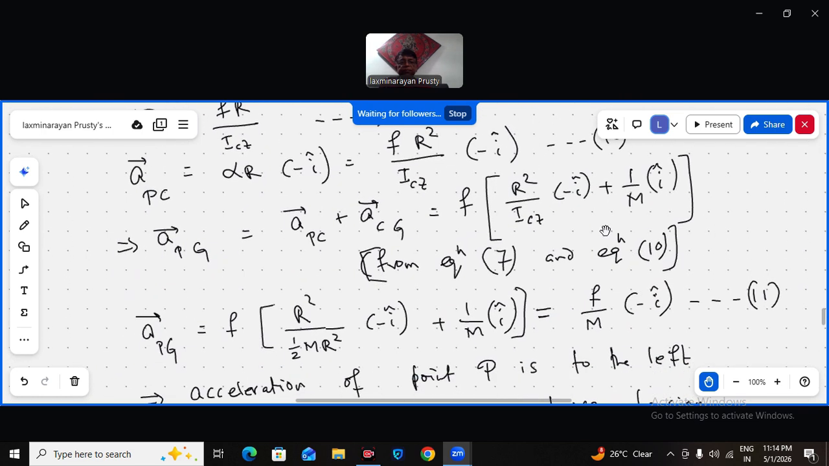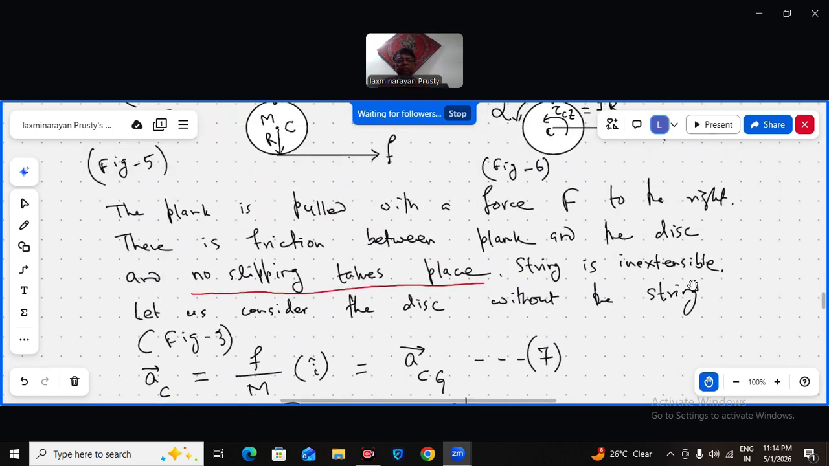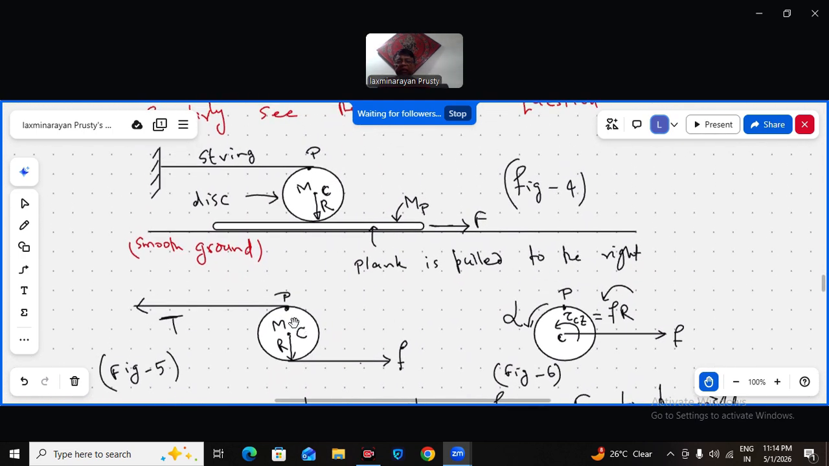Okay. So ICZ is half mr square. So half mr square here cancels. So 2 by m minus I cap and plus 1 by m I cap. So that is minus f by m I cap. F by m minus I cap. So APG is to the left. So acceleration of point P is to the left.